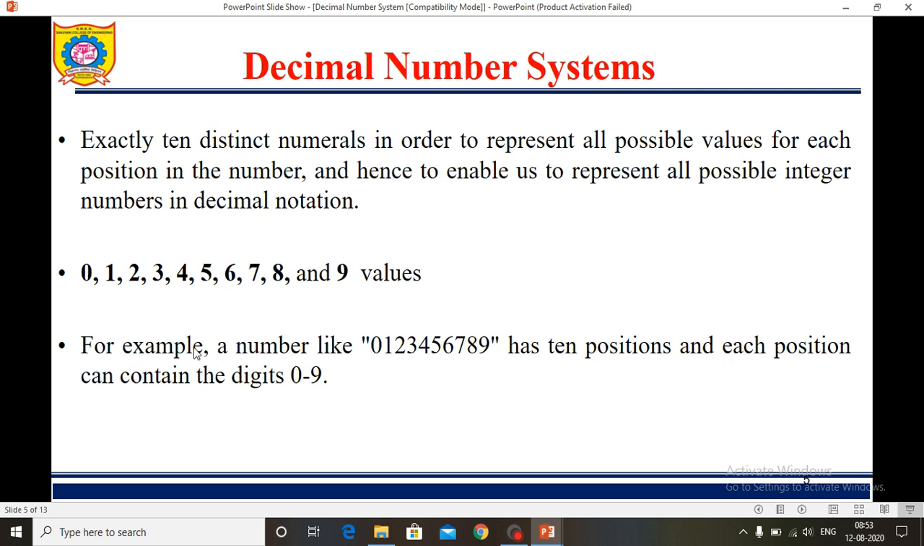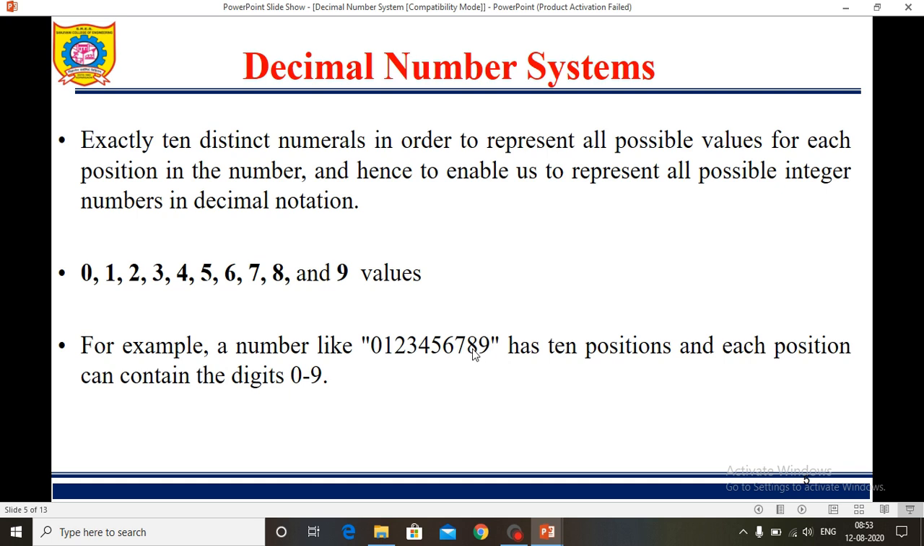We have taken a small example here, as you can see. For example, a number like 0, 1, 2, 3, 4, 5, 6, 7, 8, 9, even this combined is one number. It has 10 positions, and each position can contain the digits from 0 to 9. How many positions are there? Units, tens, hundreds, thousands, ten thousands, lakh, ten lakhs, and so on. So there are 10 different positions, and each position can contain any digit from 0 to 9. It is not necessary that here it has to be 9 only. Here it can be 1 also.